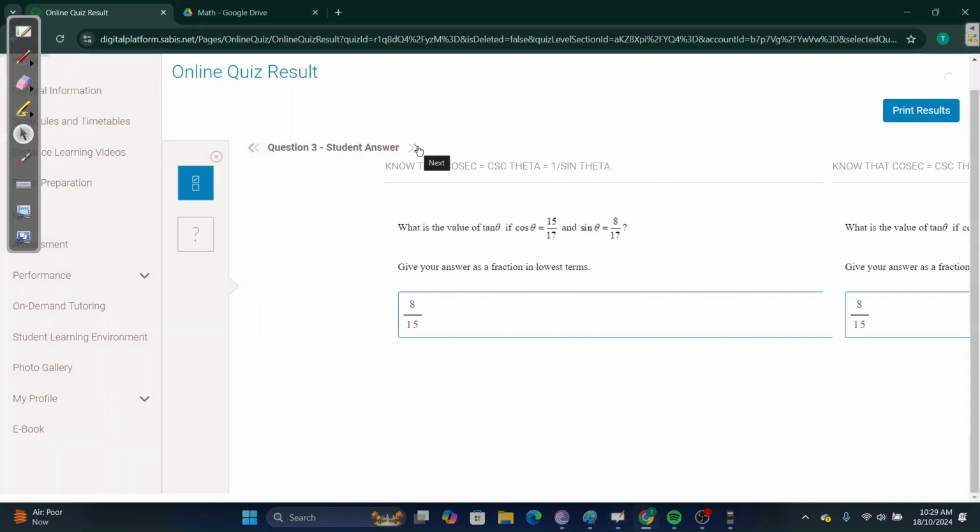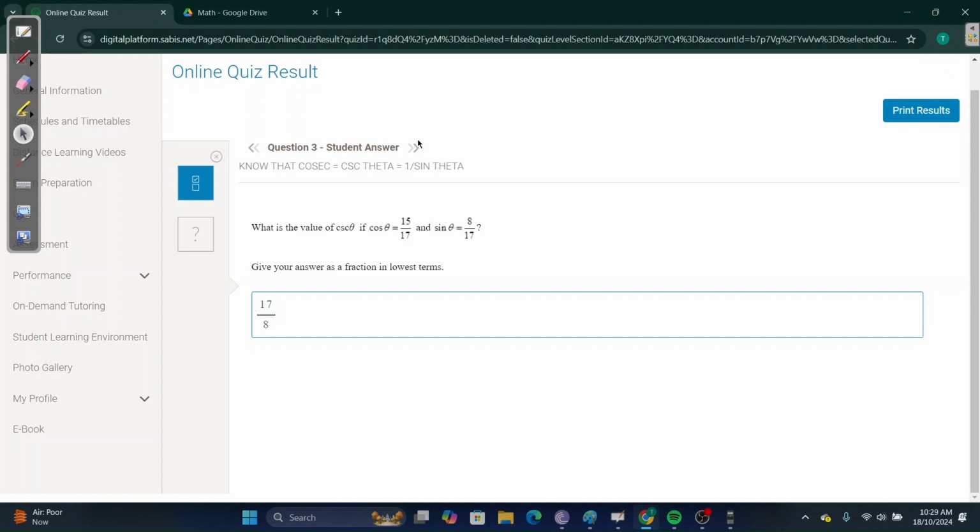Okay. Question 3. Okay, cosecant. What's the value of cosecant theta if cosine theta is 15 over 17 and sine theta is 8 over 17? Now, cosecant of theta, so CSC theta, is equal to 1 over sine theta. Okay, so now all you have to do is cosecant theta is equal to 1 over 8 over 17.